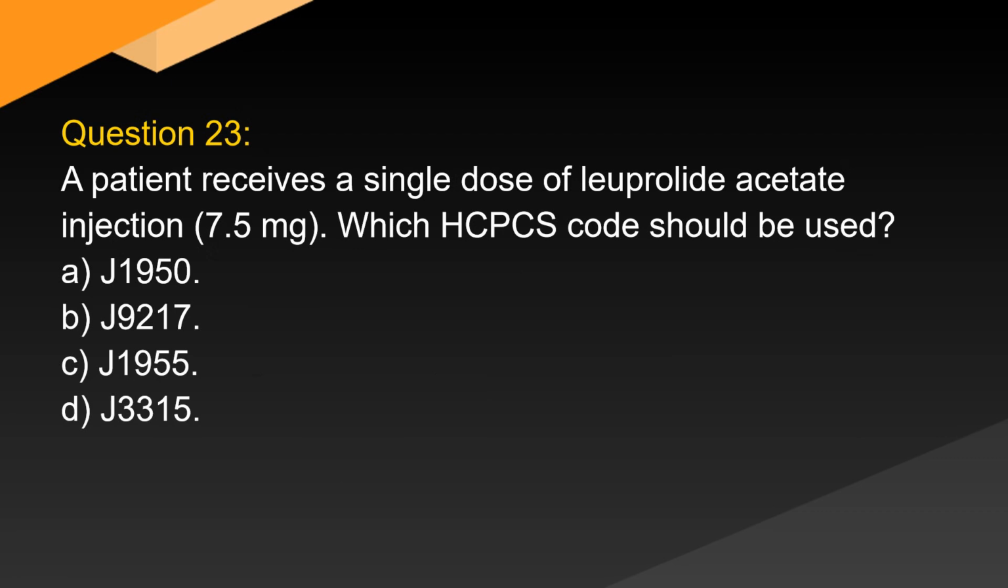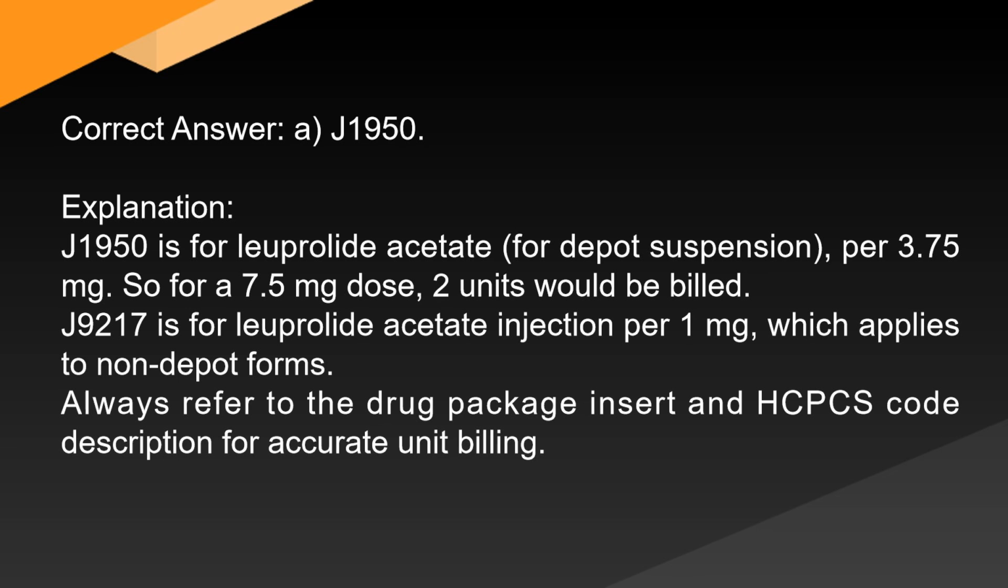Question 23. A patient receives a single dose of leuprolide acetate injection, 7.5 mg. Which HCPCS code should be used? A. J1950, B. J9217, C. J1955, D. J3315. Correct answer, A. J1950. Explanation: J1950 is for leuprolide acetate for depot suspension per 3.75 mg.